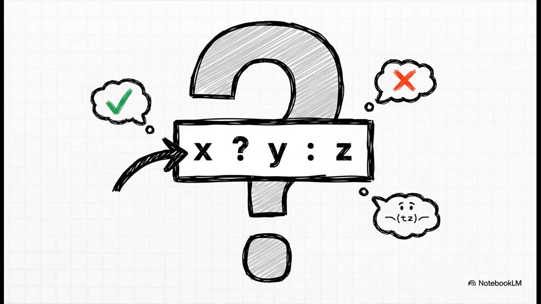All right, but let's get a little tricky now. What happens if our condition isn't a straight-up true or false comparison? What if we just stick a variable in there? So we've got x is 6, y is 2, and z is 8.